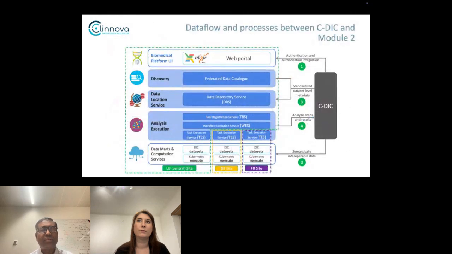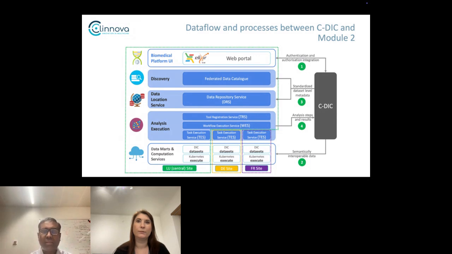On the top there is some web interface, kind of a one-stop shop. Then it has an authentication and authorization layer. The next one is a federated data catalog for data discovery. Then other services, like a data repository service to deposit the data and tell the system what data is available where. The second important component is the analysis component, which has the tools registration service where the tools are registered. Then we have the workflow execution service. A workflow will have many tasks, so we have a task execution service.